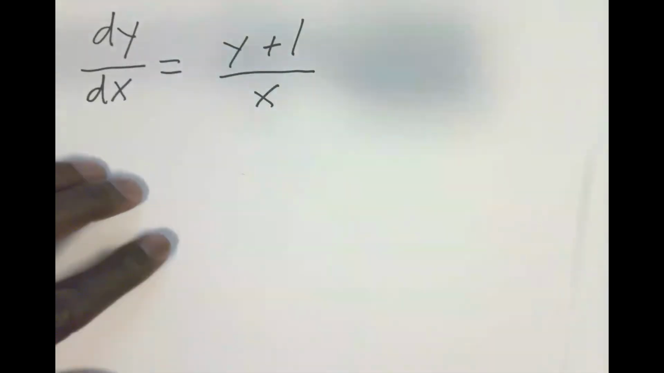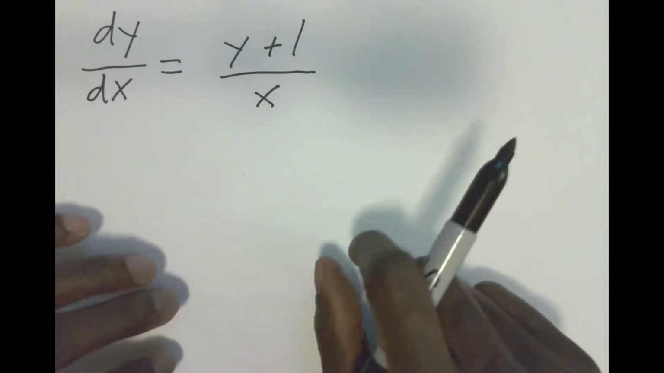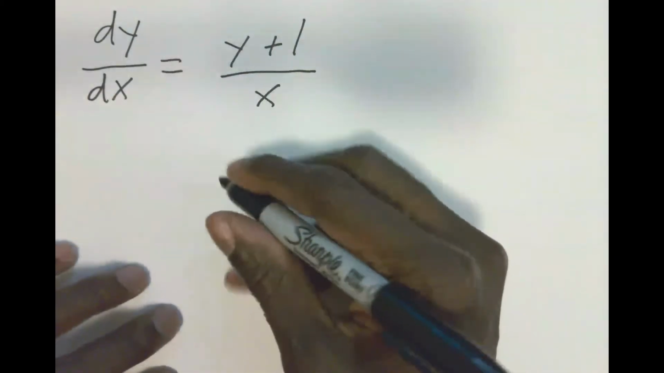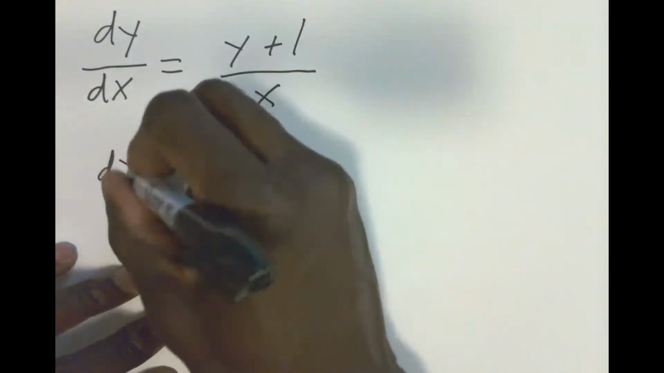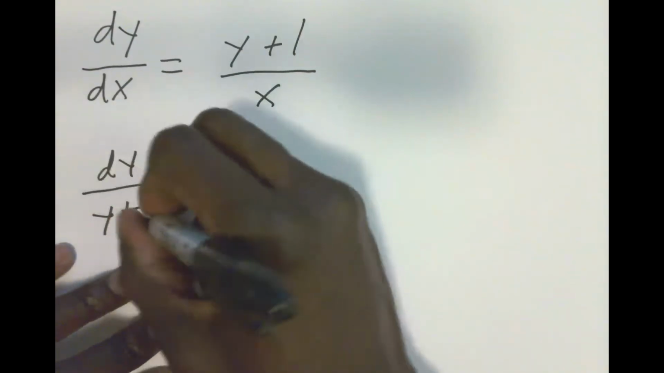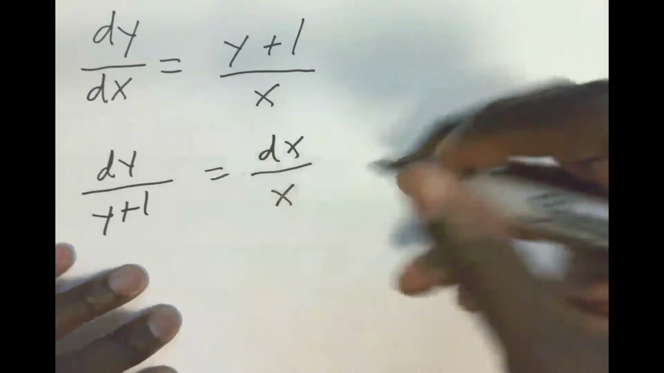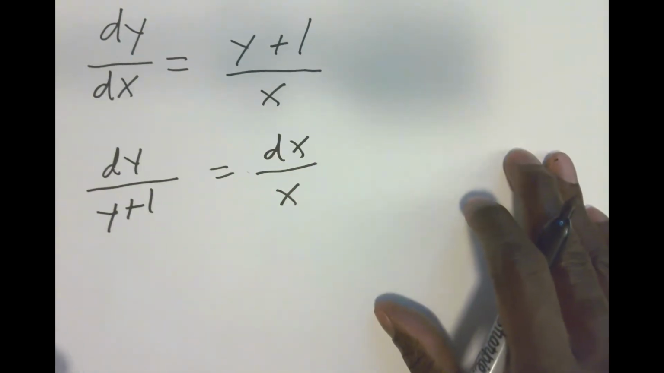But I can just consider this 1 over x to technically think of it as a product. So the first thing we'll do, of course, is we'll separate. And so what the separation means is we're going to bring the y function over with dy and move dx over with x. And so what we'll do is divide by y plus 1 and multiply by dx. And what we'll get is dy over y plus 1 equals dx over x. So that's the first step, to separate.